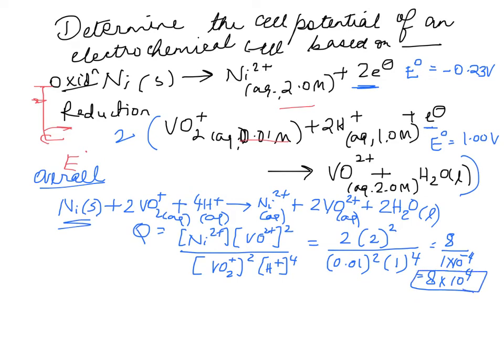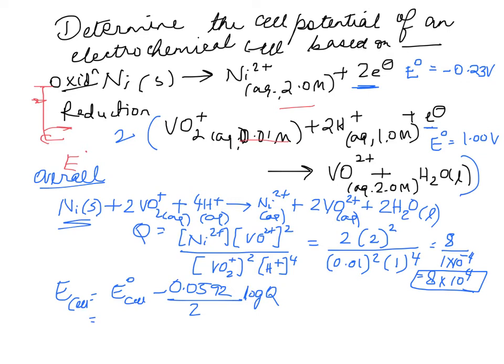Now we are simply going to use the Nernst equation like I was talking about earlier. E cell, which is what I want to determine, is going to be equal to E naught cell minus 0.0592 divided by 2, the electron change, times log of Q.